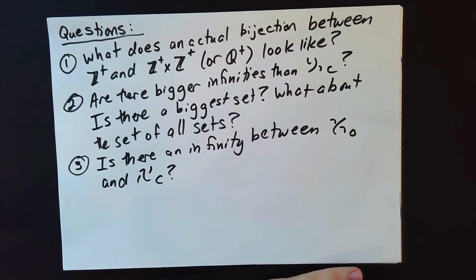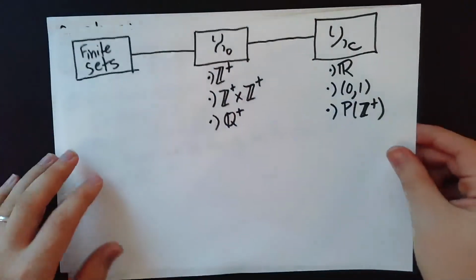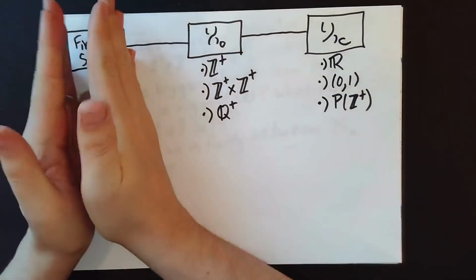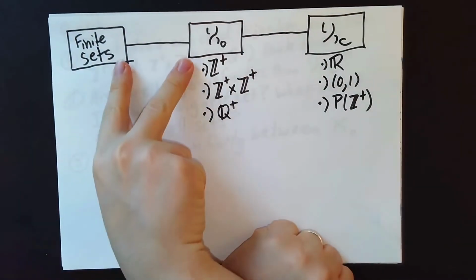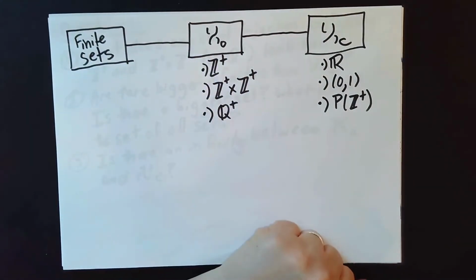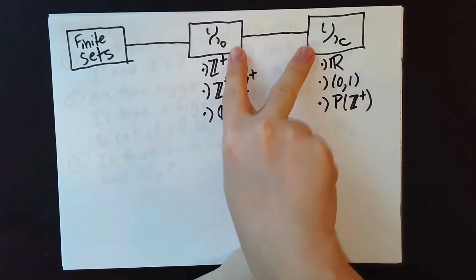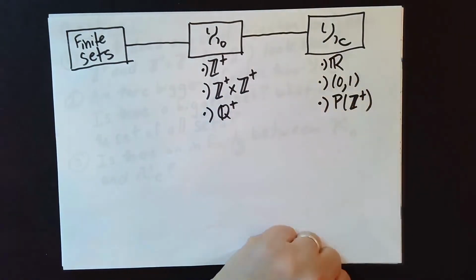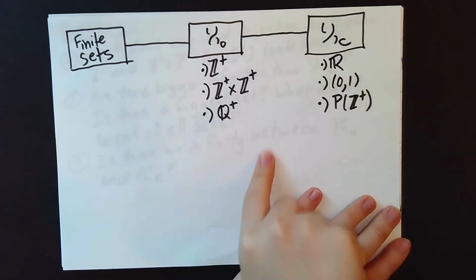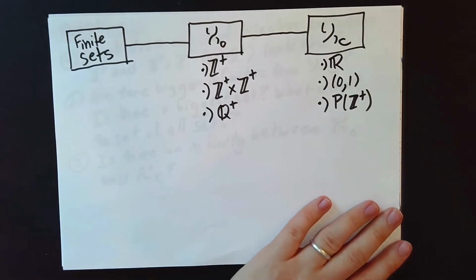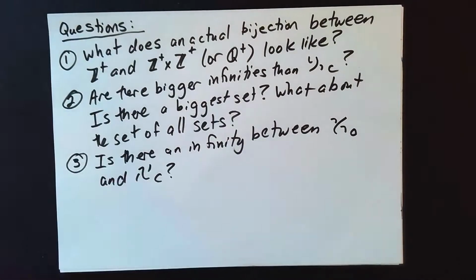Finally, we've drawn our picture where I have finite sets followed by Aleph 0, and I've argued for you before there's nothing between finite sets and Aleph 0, but then I also have this gap between Aleph 0 and Aleph C, and so it's a very natural question to ask whether there's any sets in between. So I will talk about that as we sort of wrap up today. All right, so that's our plan. Let's get started with question 1.